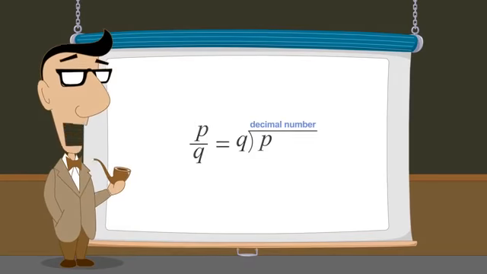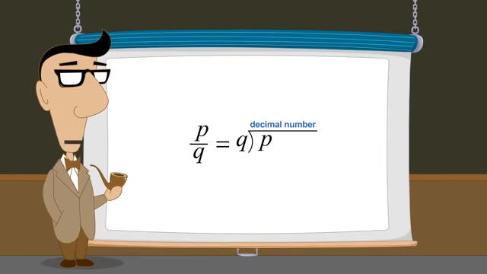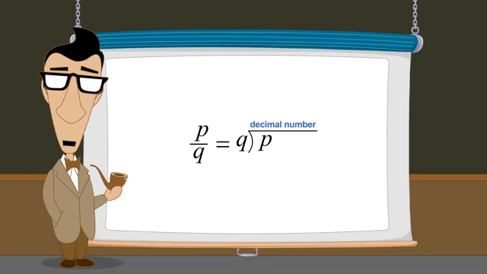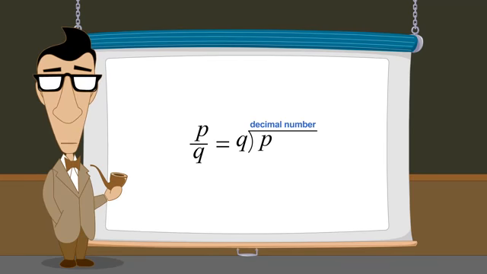We have seen that by dividing the numerator by the denominator, any fraction can be converted to an equivalent decimal number, which will either terminate or repeat. In the next lecture, we will see how to convert any terminating or repeating decimal number to a fraction.